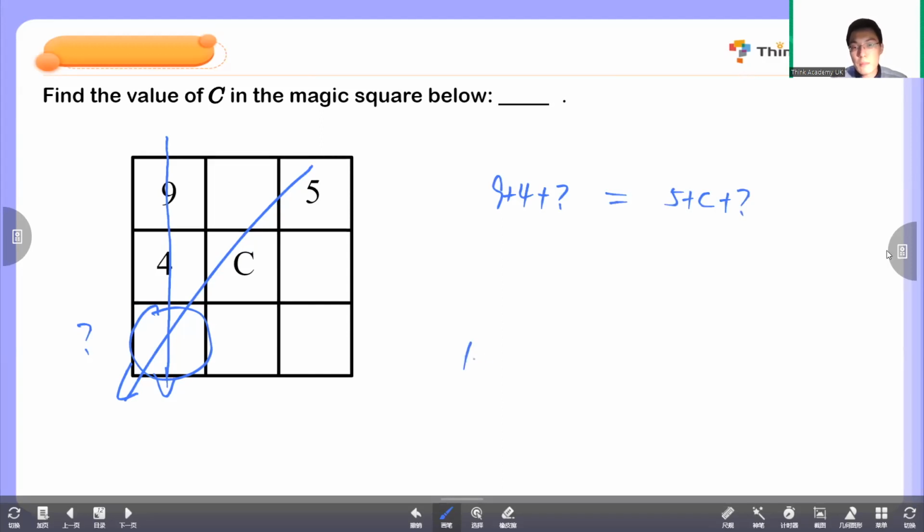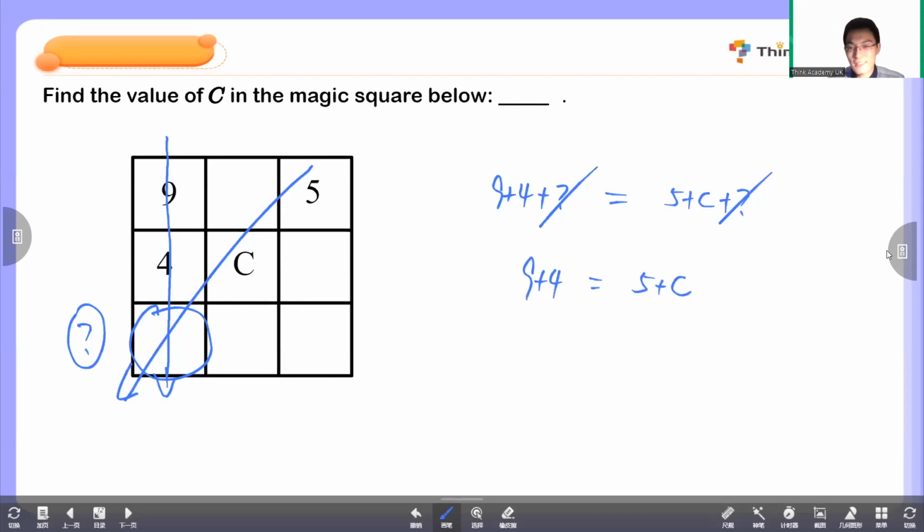So say if I have 1 plus C equals to 2 plus C. Oh, sorry, that is a bad example. So basically, if we have the same number, the question mark represents the same number on both sides of the equation, we can cancel it out. Okay, so that means 9 plus 4 will equal to 5 plus C.